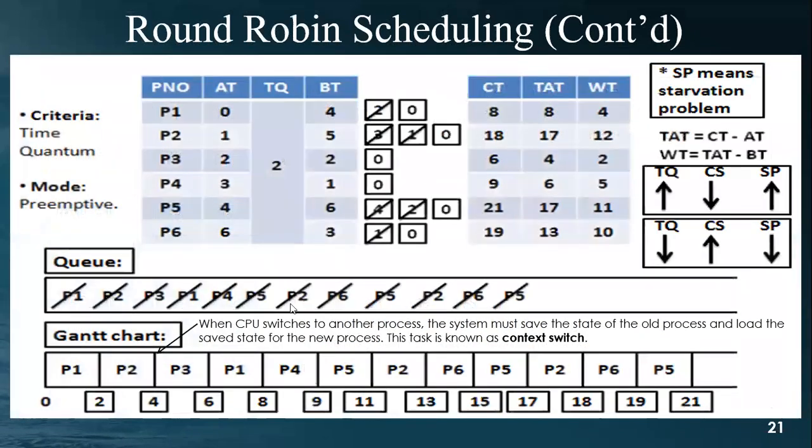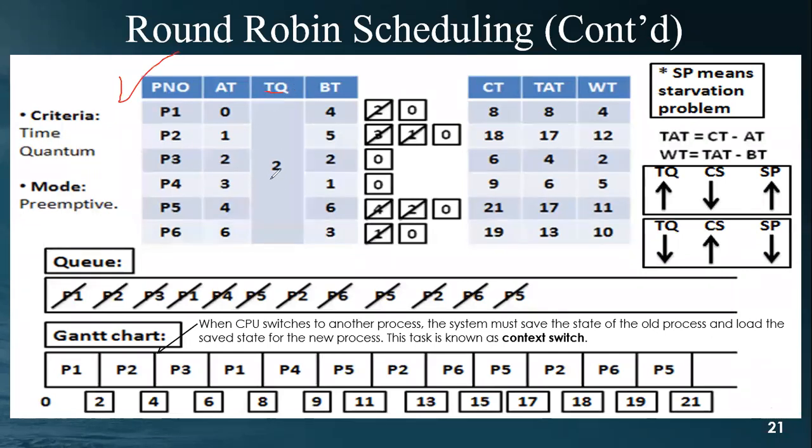Now, this picture looks a little bit complicated, but let me explain part by part. First of all, this is our question. These are the processes we have, and these are the arrival times. The first process arrived at 0 seconds, the second one at the first second, and so on. TQ is basically the time quantum.